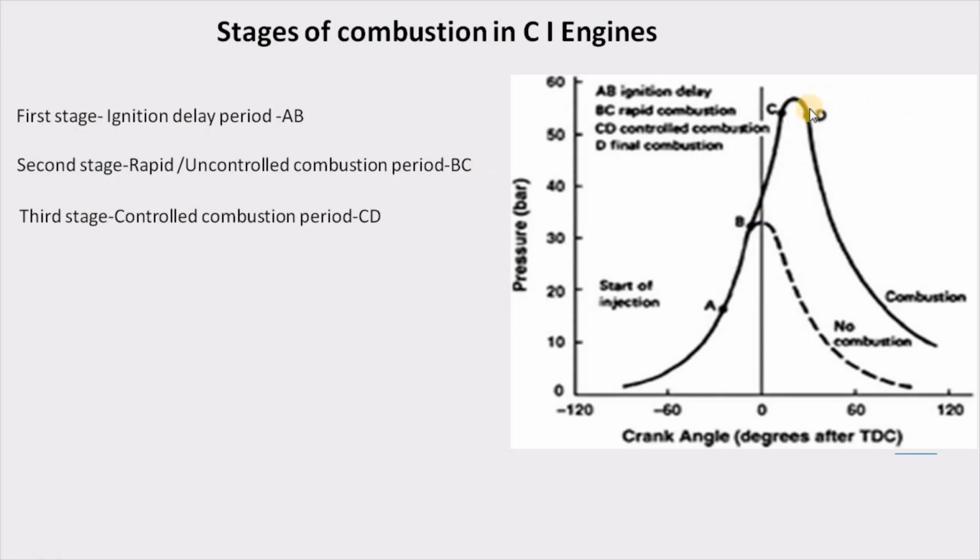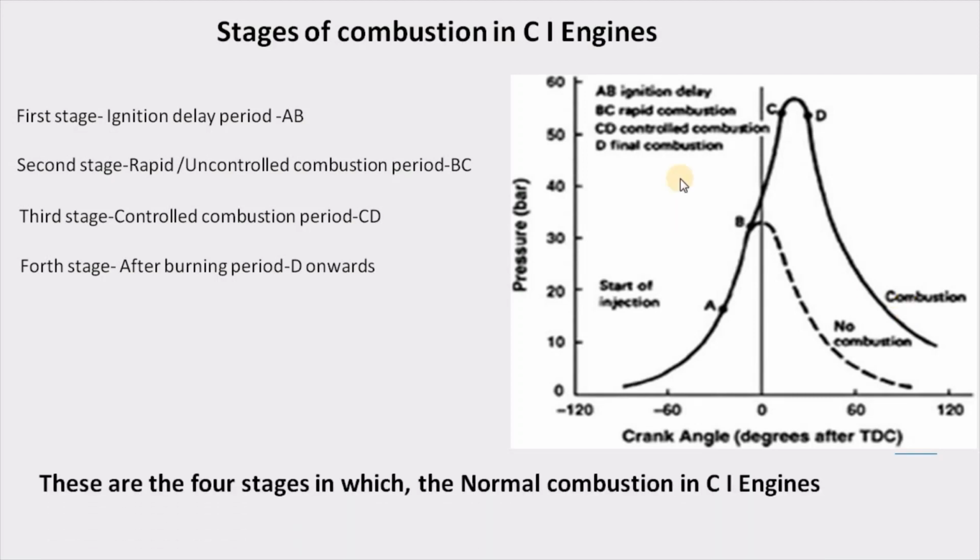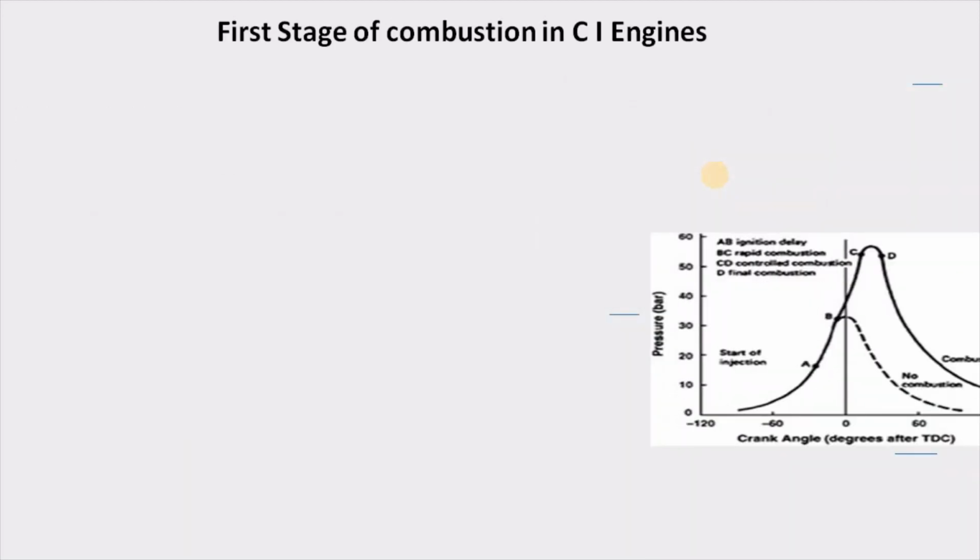The third stage is called the controlled combustion stage, and that is happening between the points C to D. And after D, we have the fourth stage, which we call the afterburning stage. So in all, we have 4 stages: ignition delay period, uncontrolled combustion stage, controlled combustion stage, and afterburning stage. So the combustion in a CI engine is going to happen in these 4 stages. Now let us see one by one what the different stages are. The first stage is the ignition delay, and it is between A to B.